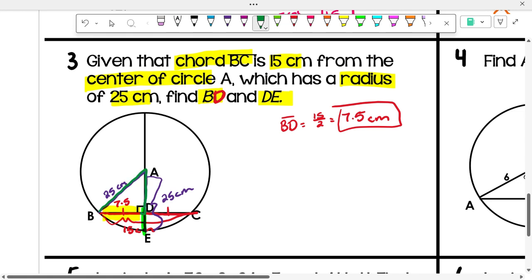What's this? A triangle. What type of triangle? A right triangle. Do I not have two sides of that triangle? Yes, I do. So what can I do? Pythagorean theorem. Good. So I would do 7.5 squared plus AD squared. That's equal to 25 squared. So what's 7.5 squared? 56.25 plus AD squared is equal to 25 squared, 625.